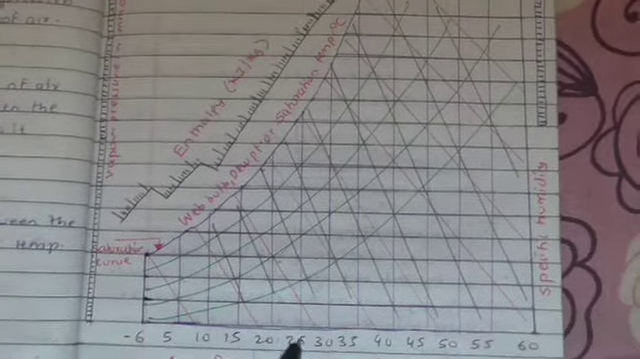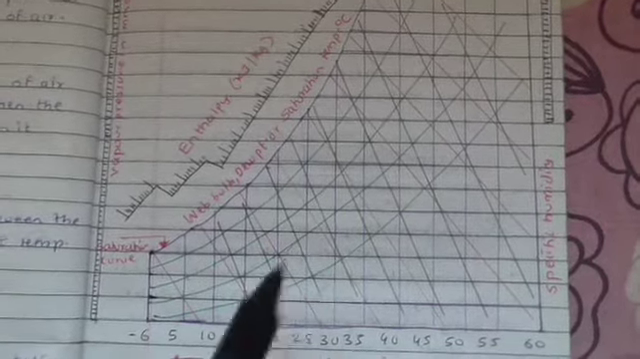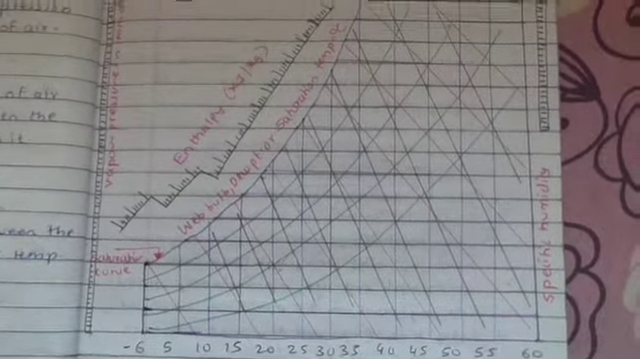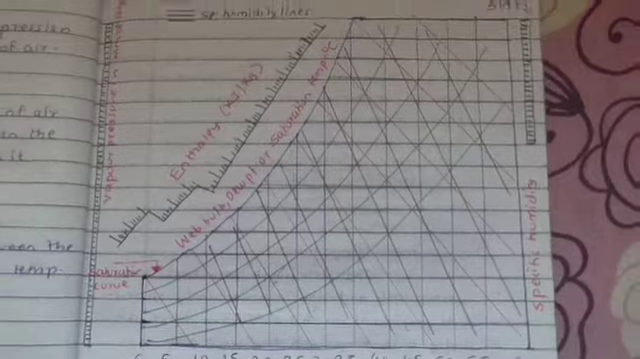In the next lecture, we are again going to see how these lines are specified. Individually, we are going to see in the psychrometric chart how these psychrometric properties are determined.